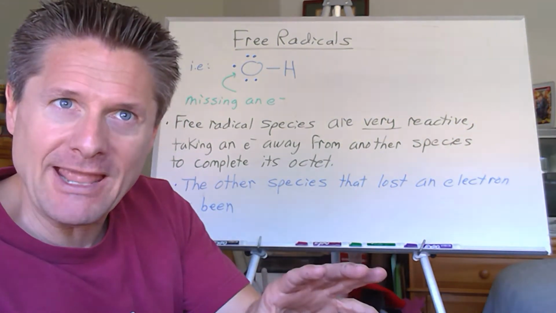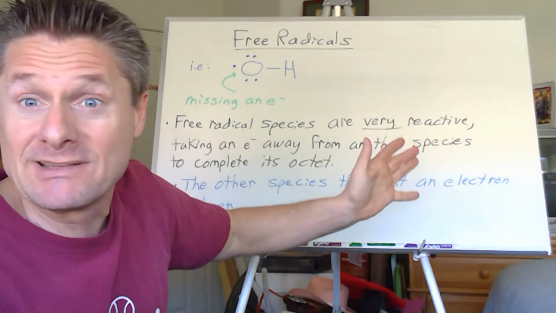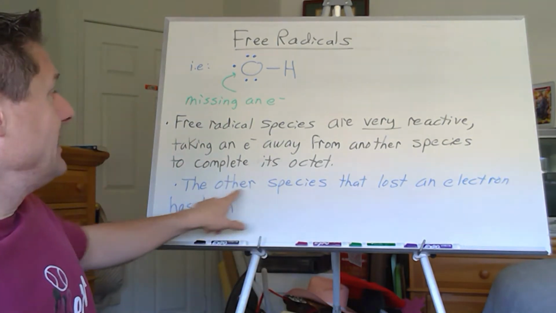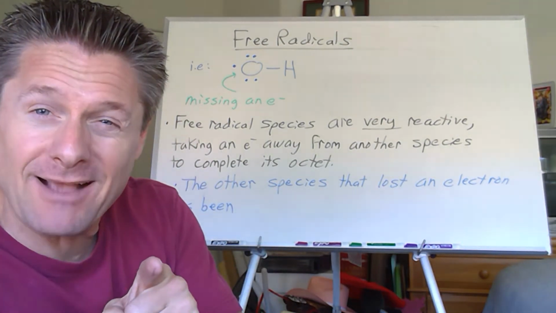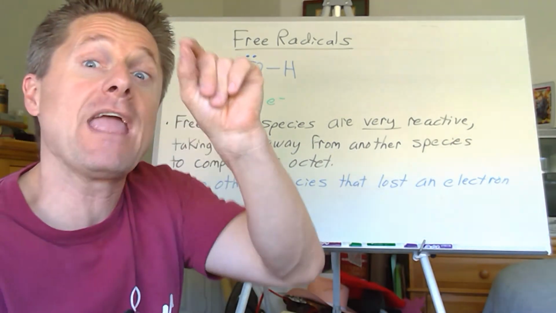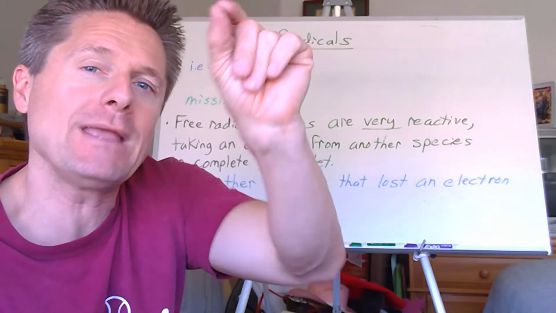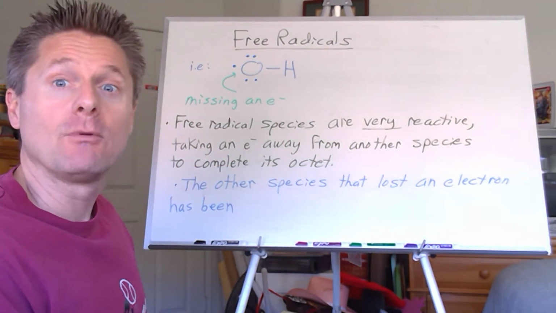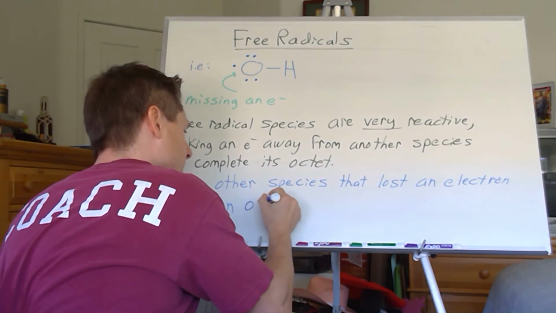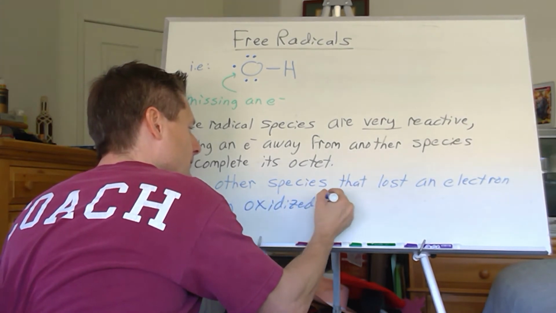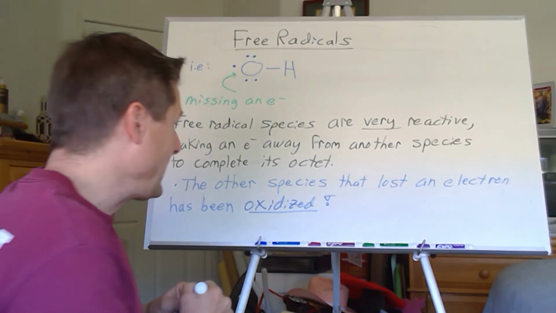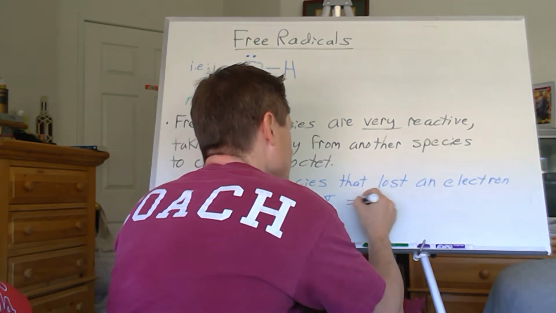Well, let's think about what's happening. Obviously, this ends up completing its octet, so it's happy. But what happens to the species it took an electron away from? Oh no, it's a whole branch of chemistry. The other species that lost an electron, go back to redox. Remember, this is a redox reaction. It's electron transfer. So if I take an electron away from you, I'm a free radical, thank you very much. You lost a negative particle, which means your oxidation number went up. You were oxidized. So again, if that happens in your body, that's called oxidative damage.